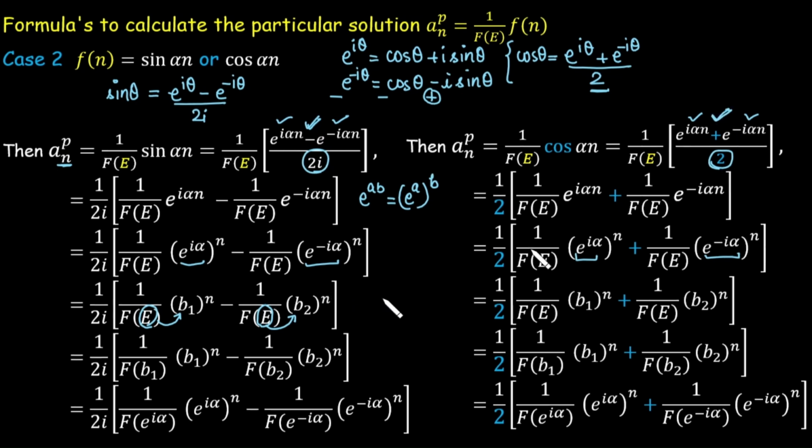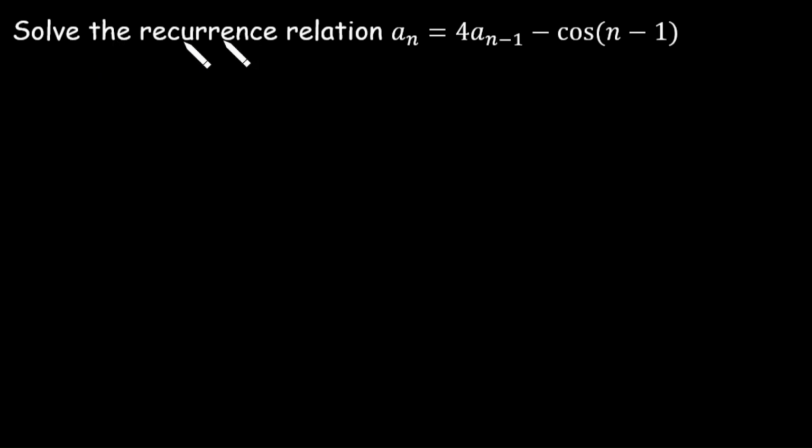Now we are moving towards the question where it contains the sin alpha n and cos alpha n case. Taking the first example, solve the recurrence relation this. The first step is we need to take this term on the left side. We can write a n minus 4 times of a n minus 1, that is equal to negative of cos of n minus 1.